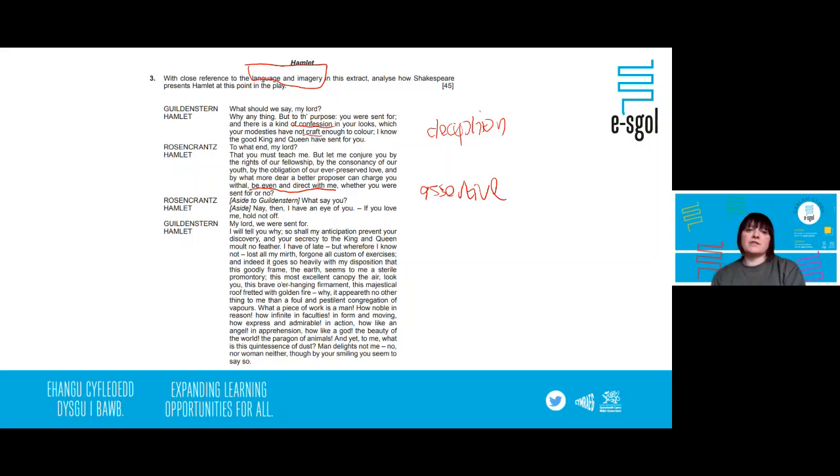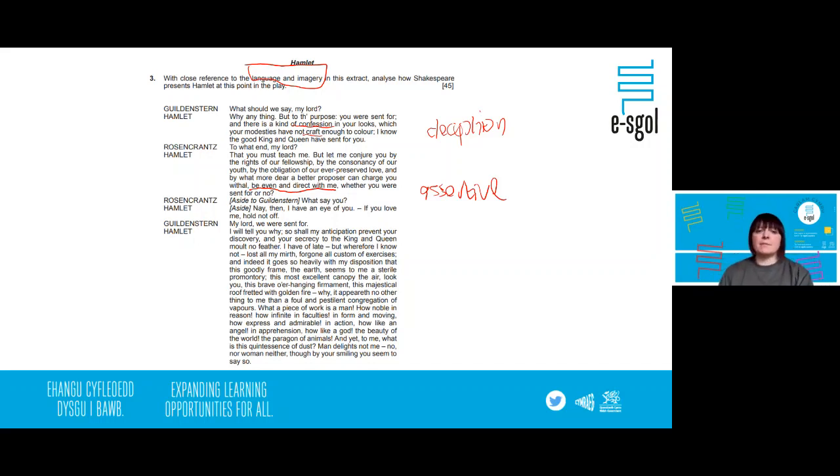Rosencrantz then says, aside to Guildenstern, and again, if you were answering this in an exam, you're looking at the idea of asides. What is the purpose of that? And then you've got Hamlet with an aside. Nay then, I have an eye of you. If you love me, hold not off. So the pair of them are talking away from one another. There's this sense of sarcasm and banter going on here between the pair.